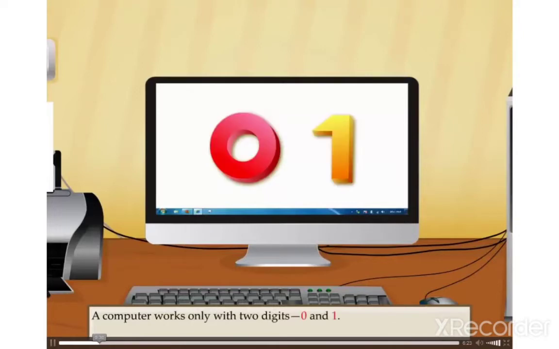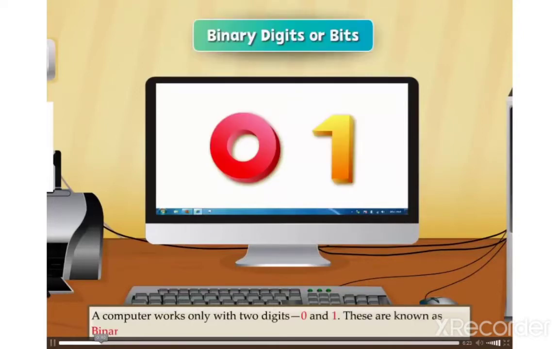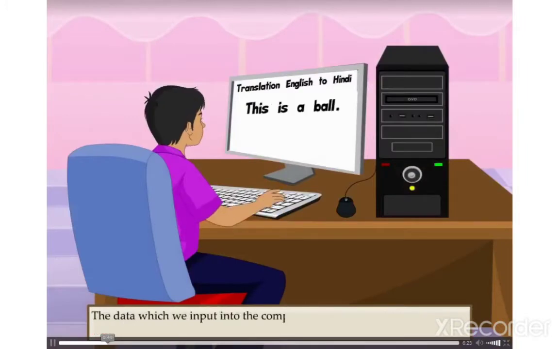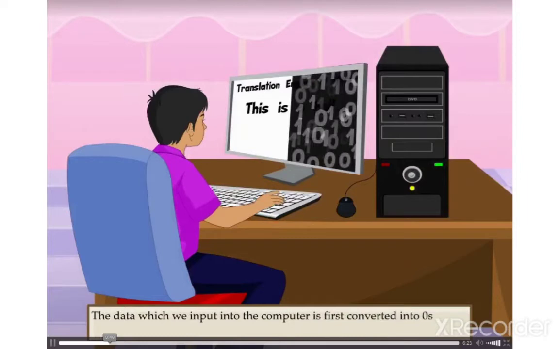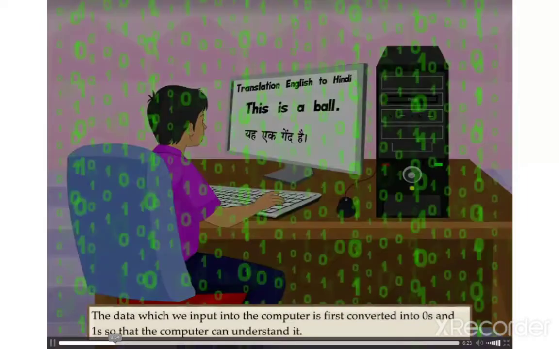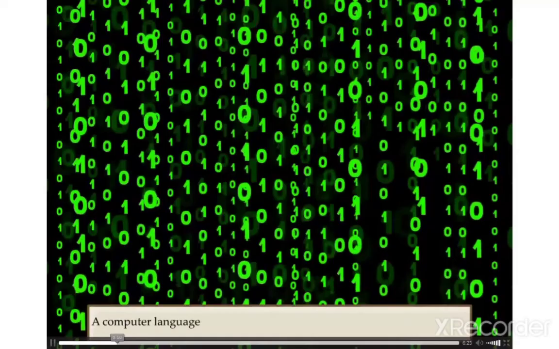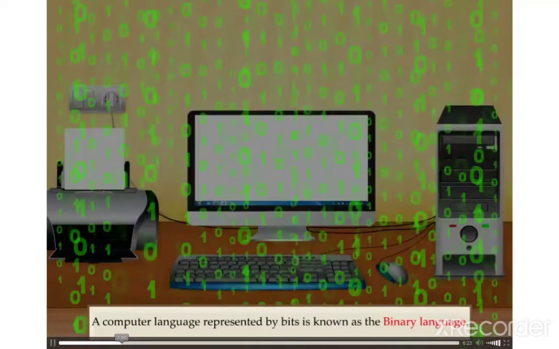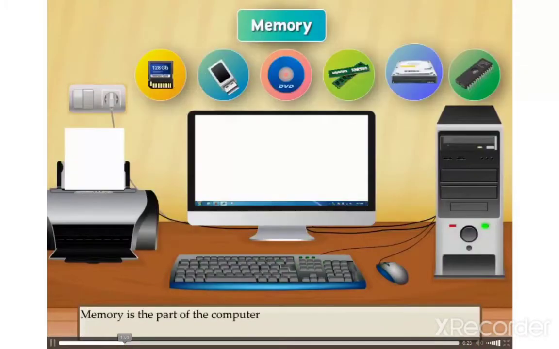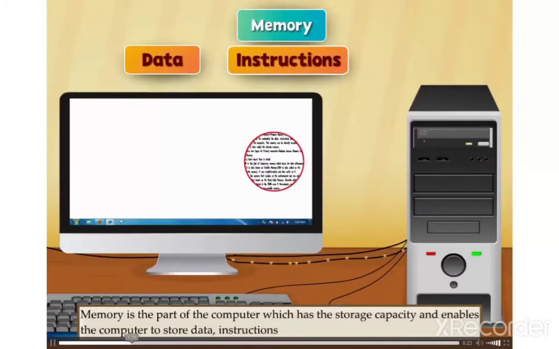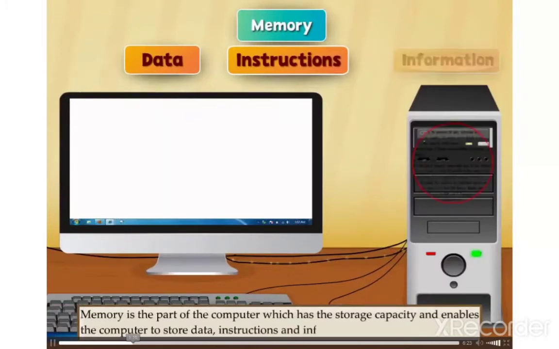These are known as binary digits or bits. The data which we input into the computer is first converted into zeros and ones so that the computer can understand it. A computer language represented by bits is known as the binary language. Memory is the part of the computer which has the storage capacity and enables the computer to store data, instructions, and information in the computer.